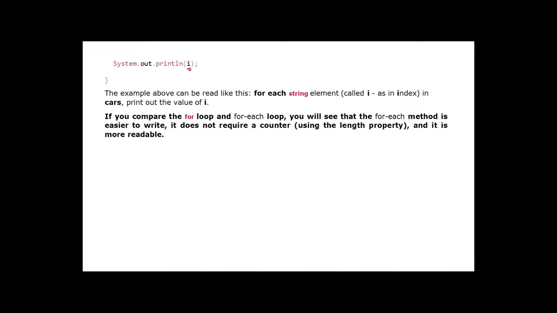This example can be read like, for each string element called I as an index in cars, print out the value of I. So what it prints here is the I, or the index. So the output is from 0 to 3. Now, if you compare the for loop and for each loop, you will see that the for each method is easier to write. It does not require a counter or initialization, and using the length property, and it is more readable.